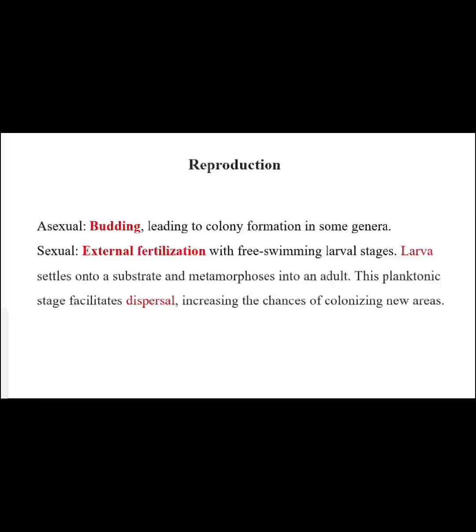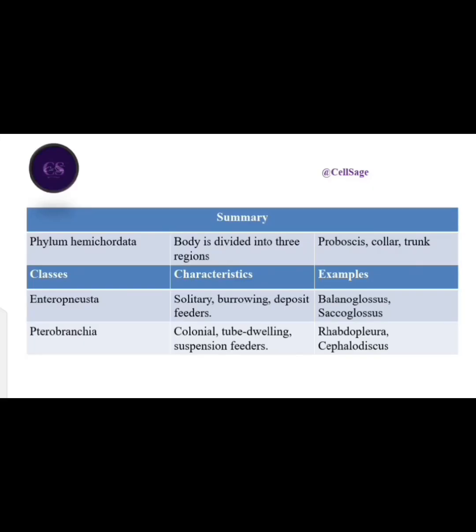Summary. Phylum Hemichordata. The hemichordate body is divided into three regions: proboscis, collar, and trunk. Hemichordates include two classes: Enteropneusta and Pterobranchia. Enteropneusta are solitary burrowing deposit feeders. Pterobranchia are colonial tube-dwelling suspension feeders.